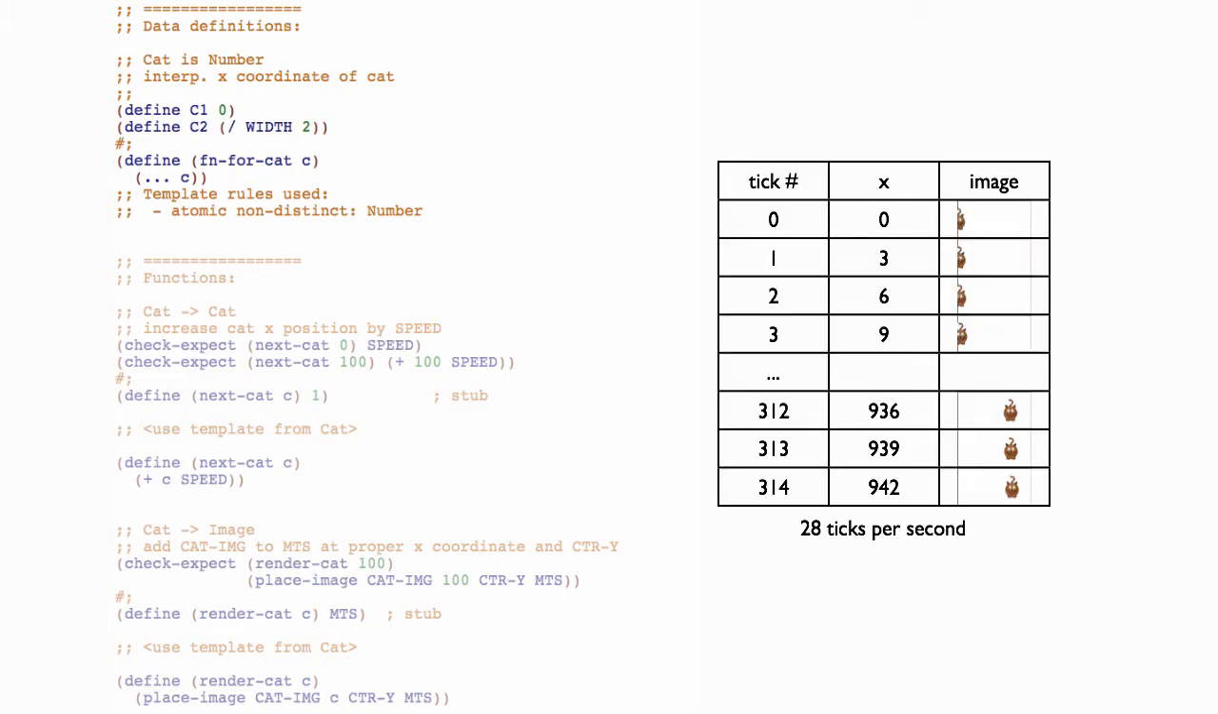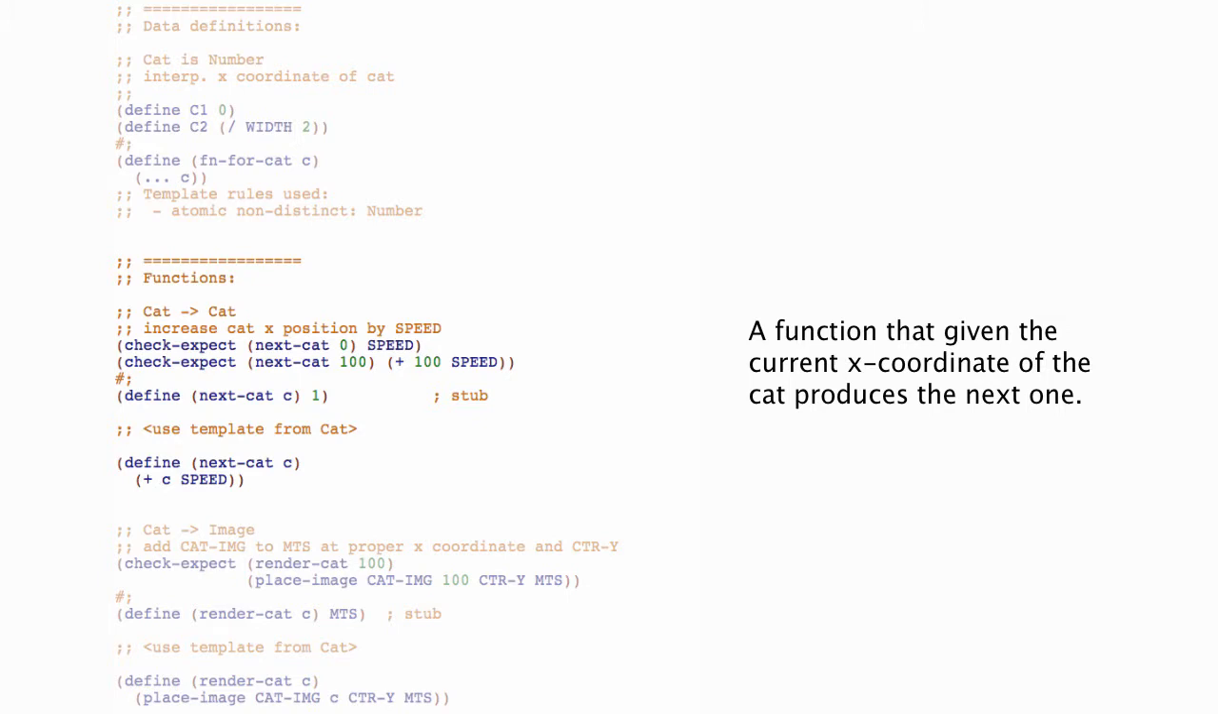Looking back at our table, we see that at each clock tick, the representation of the cat's x-coordinate increases by speed each time. So it goes from 0 to 3 to 6 to 9. So here's a function that does that for us. Its signature is cat to cat, so it takes a cat and produces a cat, and it increases that position by the cat's speed. And there's some check-expects.